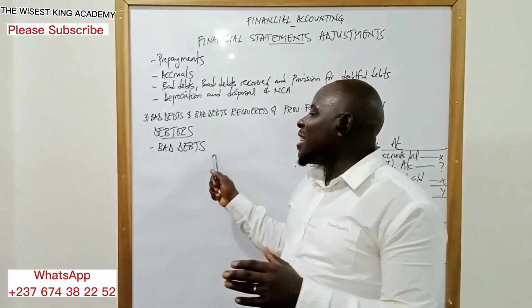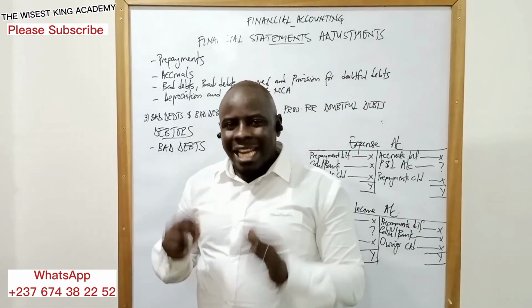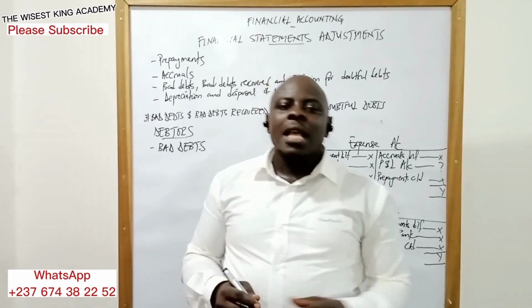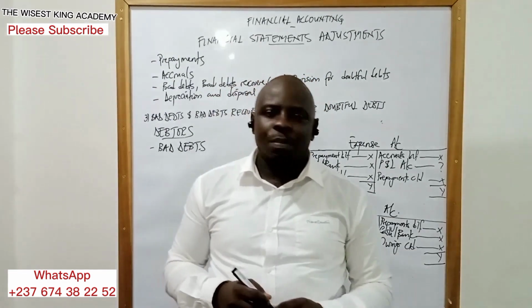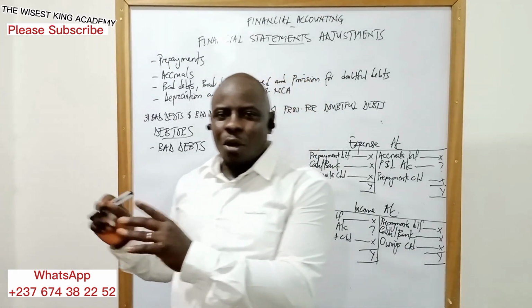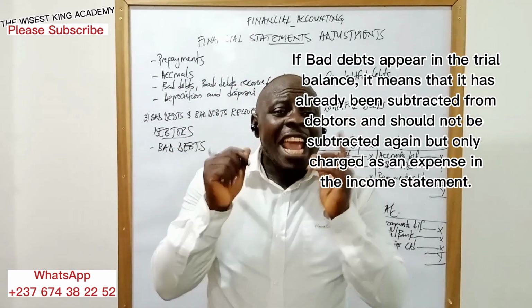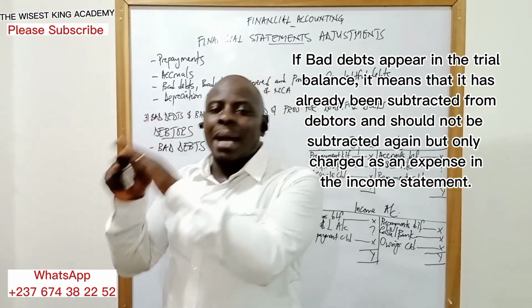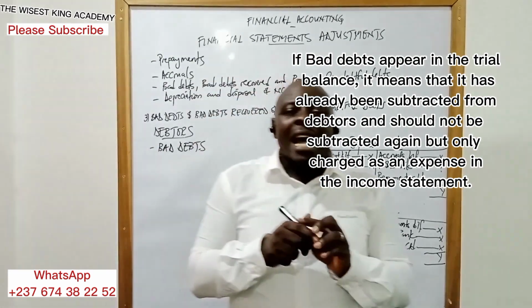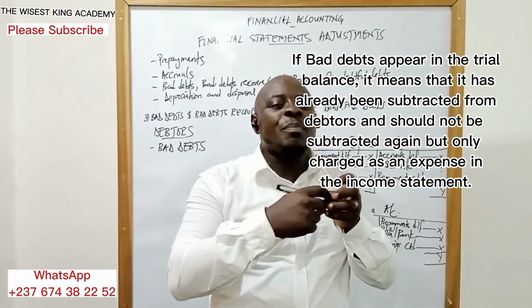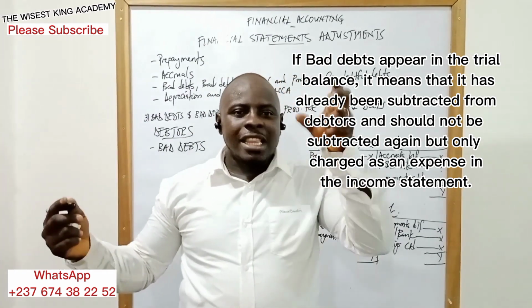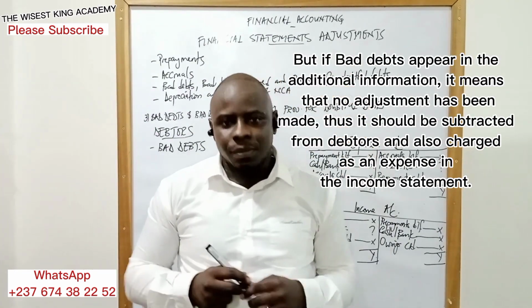So, bad debts are charged as an expense in the income statement and they are also subtracted from debtors in the statement of financial position. This is what you should know. If bad debts appear in the trial balance, it means that the bad debt has already been subtracted from debtors. So the debtors is net bad debt.